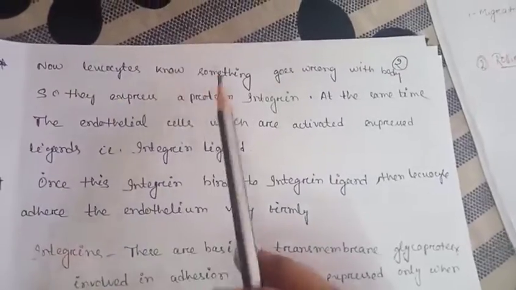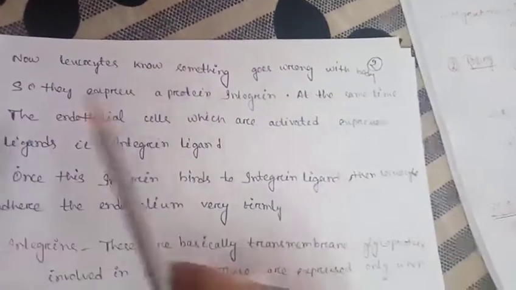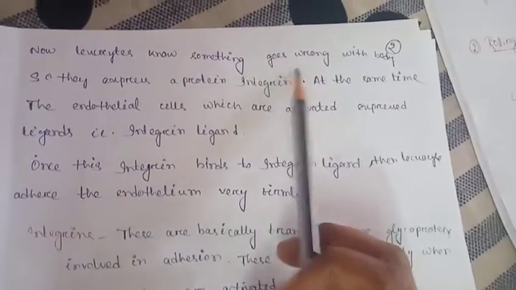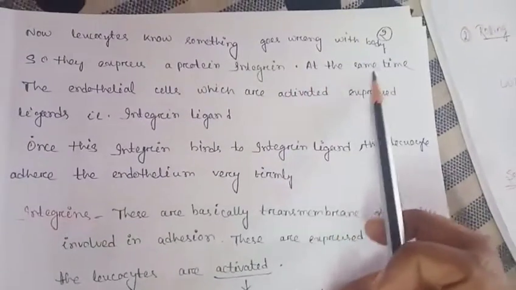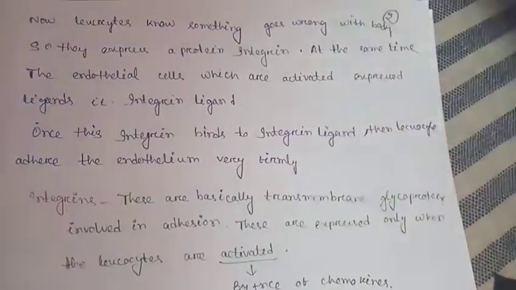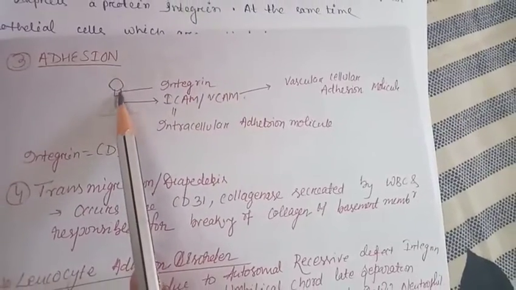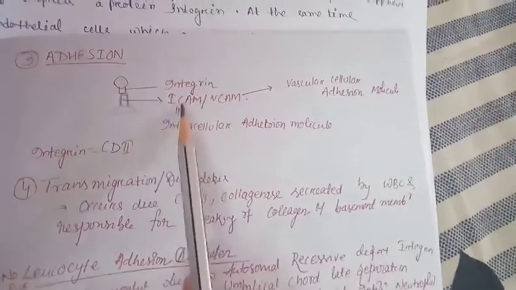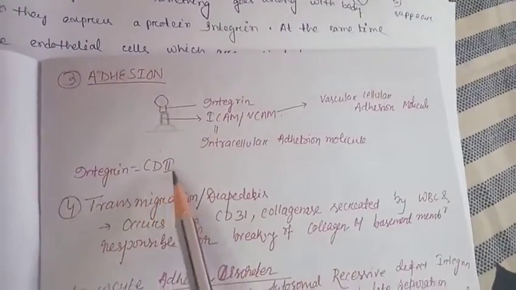Now the leukocytes know that something is going wrong with the body. As the leukocyte reaches this stage, they know something is wrong, so they express a protein, integrin. At the same time, the activated endothelial cells express ligands, for example integrin ligands. The monocyte or neutrophil has the integrin, and the endothelial cell has the adhesion molecule ICAM, that is intercellular adhesion molecule. This type of integrin is called CD2 integrin.